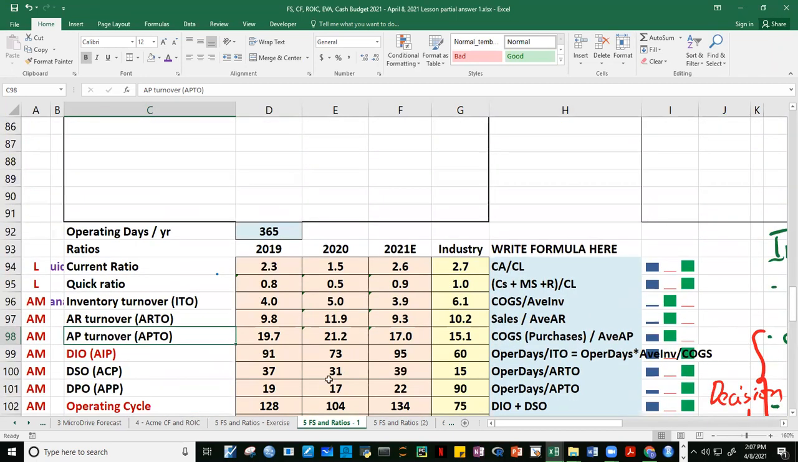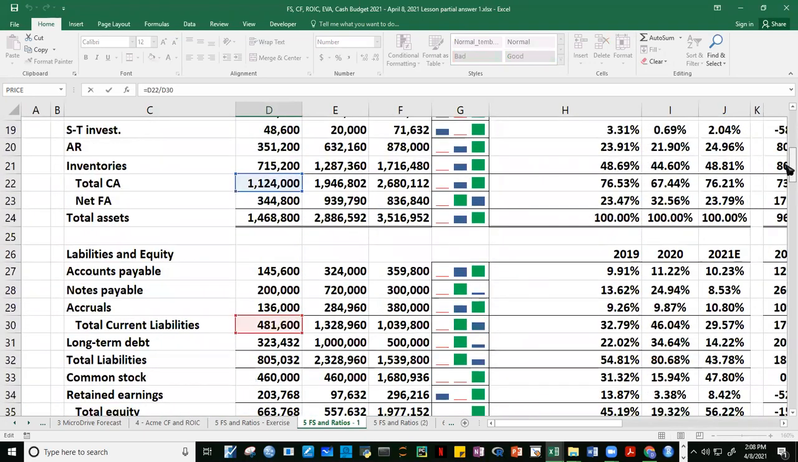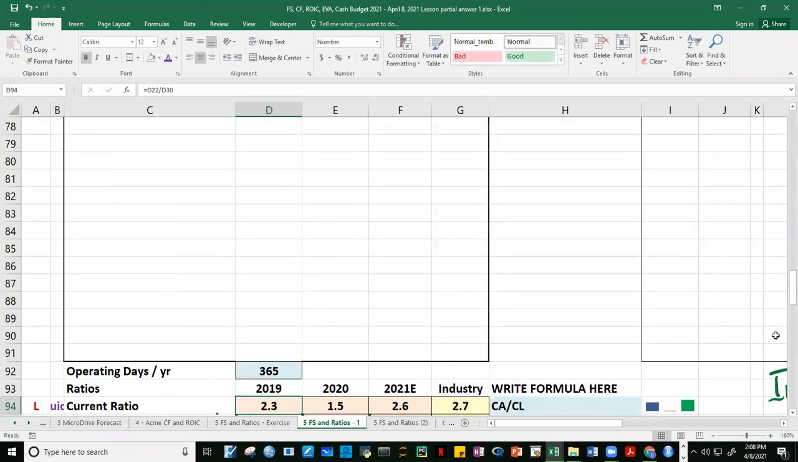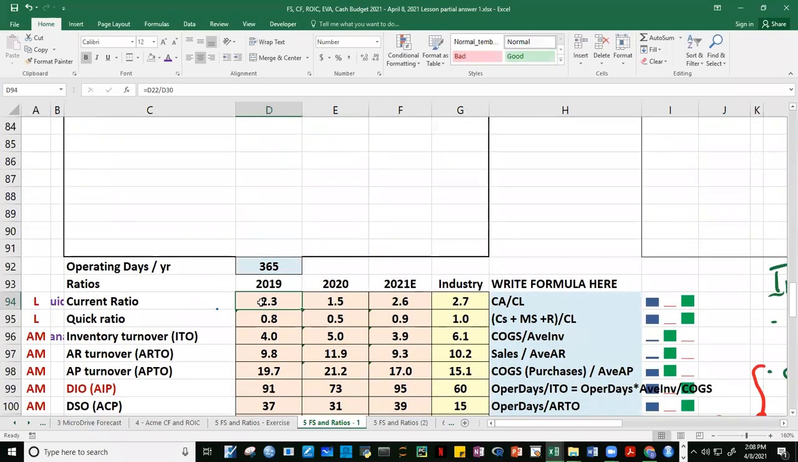Okay, so dalawang example natin guys ng liquidity ratios, current ratio at quick ratio. So the formula for current ratio is current assets divided by current liabilities. Okay, take note, hindi dito dinidistinguish yung operating current assets at saka operating current liabilities. So it's all the current assets and all the current liabilities. Okay. 2.3. Tapos naging 1.5, tapos naging 2.6. Tapos yung industry, 2.7.